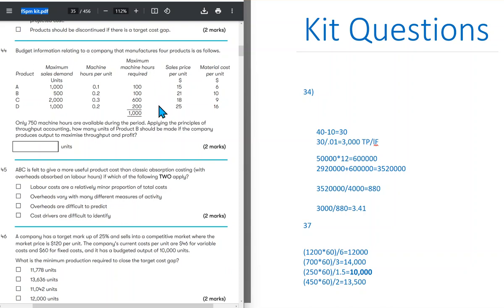Budget information relating to a company that manufactures 4 products is as follows. We have product A, B, C, D. Maximum sales demand in units is given, and then machine time is given, and then machine hours required is given, which is basically taking units multiplied by hours per unit, and then sales price and material cost is given. Only 750 machine hours are available. Remember, total required is 1,000 and we have 750 available. Applying the principle of throughput accounting, how many units of product B should be made if the company produces output to maximize throughput and profit?